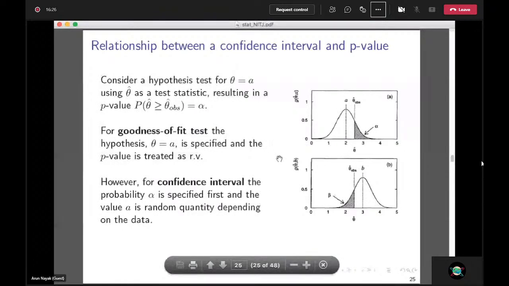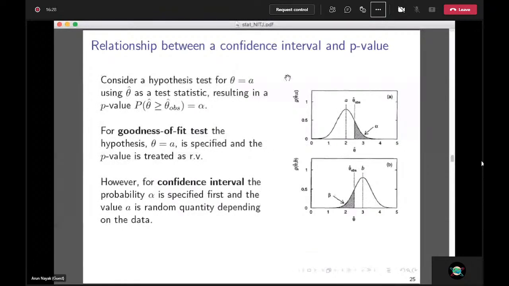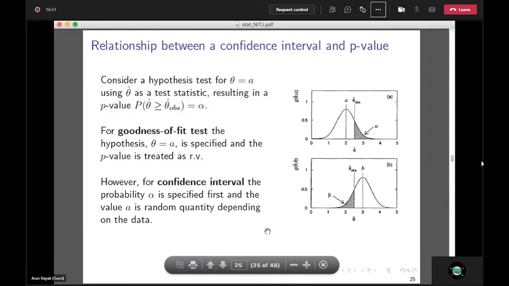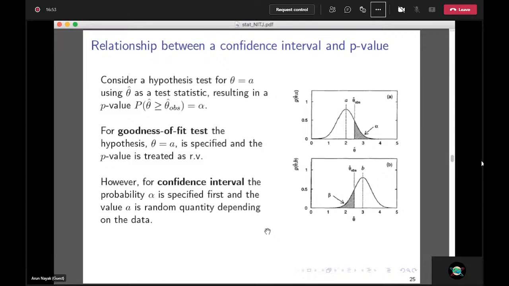Okay, so I hope it is clear what the relation is between the interval and the p-value. In one case, the hypothesis A is given, and we are computing alpha, the p-value. In another case, the probability is known, and we want to know what is the value which gives that probability, or the interval that gives this probability.